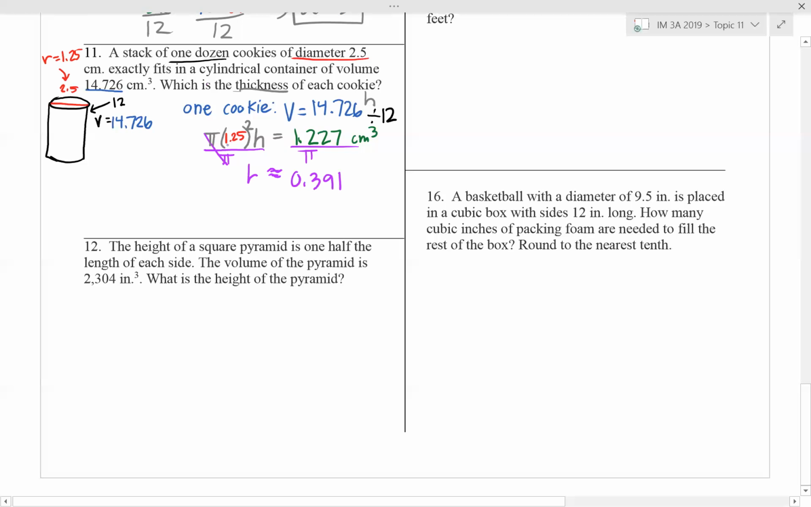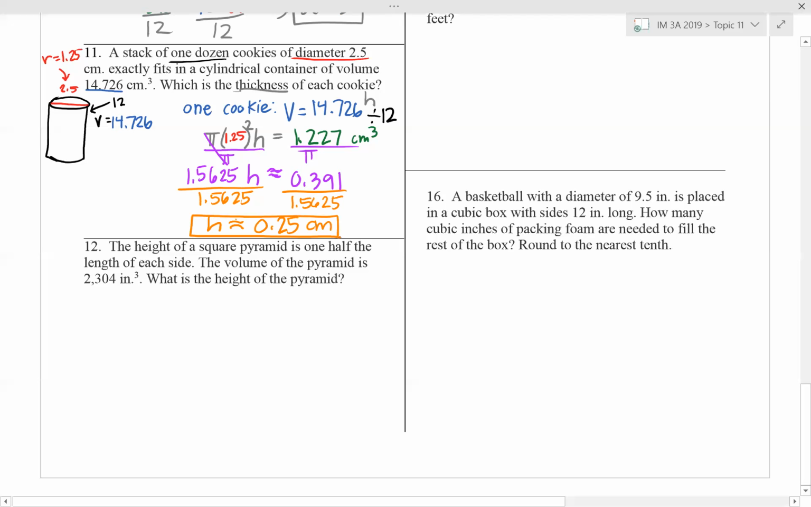And then I have 1.25 squared times h. So if I square that, that's 1.5625. Okay, so 1.25 squared is 1.5625. And then if I divide both sides by that number now, 1.5625, that's going to give me the height of one of these cookies. And so the height of a cookie is about 0.25 centimeters.